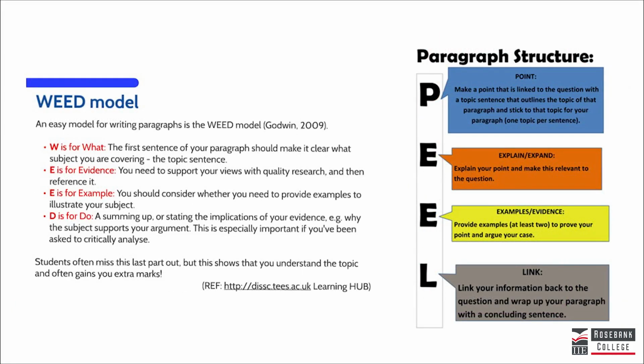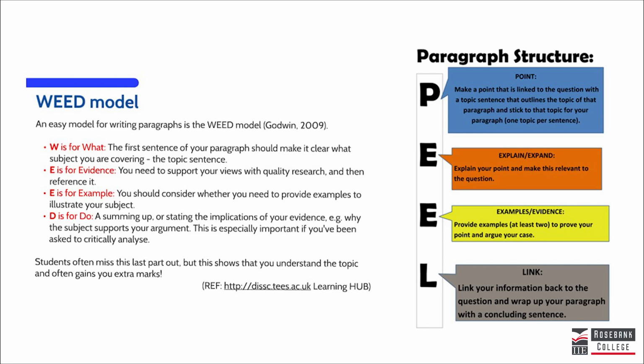On the left is the WEED model, which stands for what, evidence, example, and do. What refers to the topic you will be covering in the paragraph, which is also known as the topic sentence. Next, you will include evidence to prove this argument and follow this with an example that illustrates your point in a practical way. Finally, you will do a summing up of the argument presented and explain how the subject supports your argument.